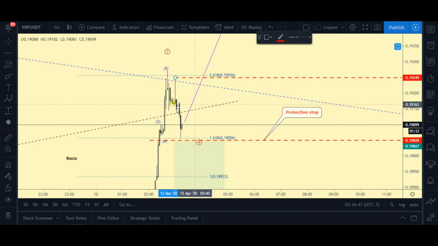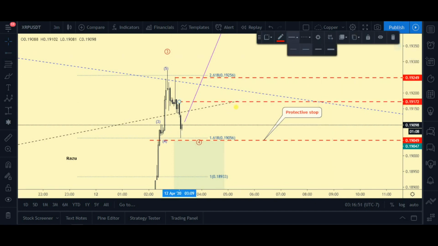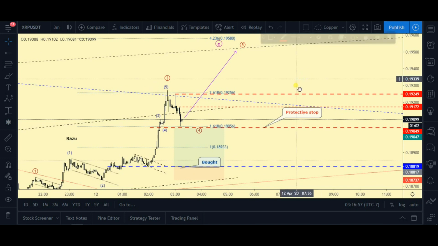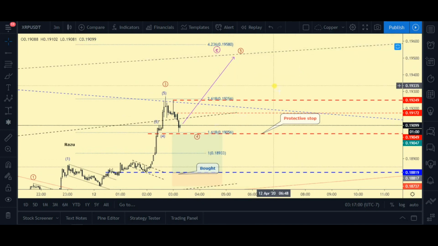And before that there is another confirmation. This is another confirmation I'd like to see. The price breaks above this high, then this high, then we can expect the price to move up to this level here.